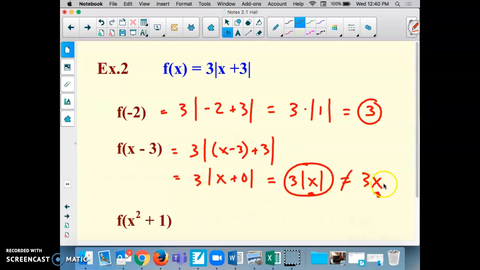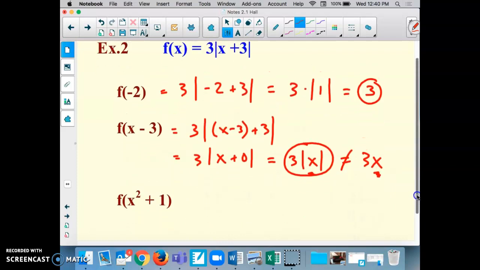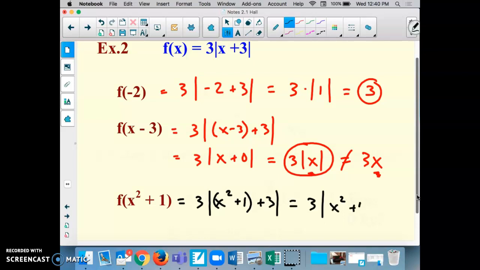The last one, f of x squared plus 1, plugging that into the function, this will equal 3 times the absolute value. In the place of x, I'm going to put x squared plus 1, plus 3, absolute value of that. Clean it up. This will be 3 times the absolute value. I can do 1 plus 3 inside the absolute value, so x squared plus 4. And this technically is my final answer.